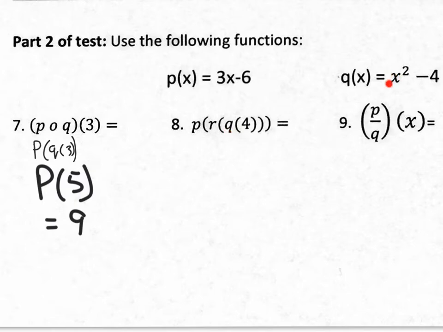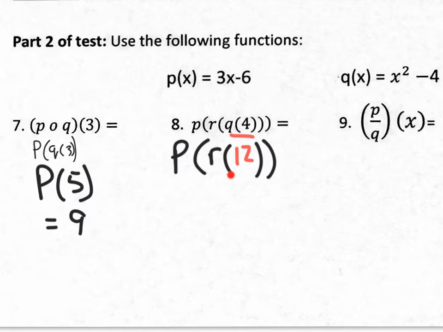So think about this. What is 4 squared? 16. And 16 minus 4 is 12, correct? So Q of 4 is really 12. So let me rewrite everything. I have an R right here, R of 12, and then I have P on the far outside. So this is saying Q of 4 is really 12, so I really have R of 12, which is all going to be inside P. In other words, P of R of 12.